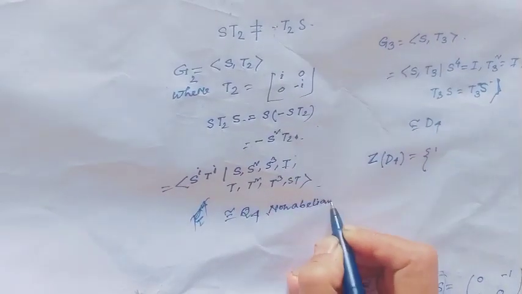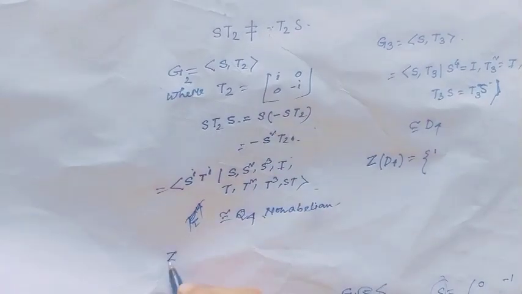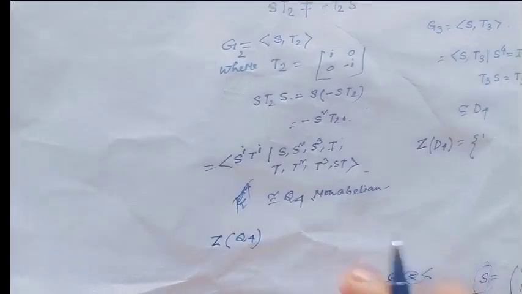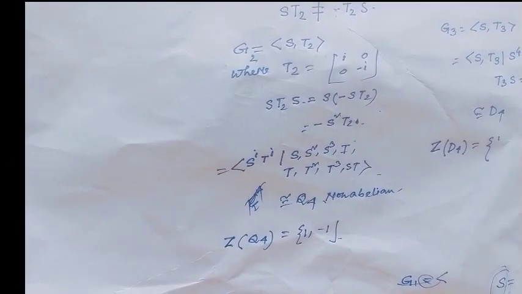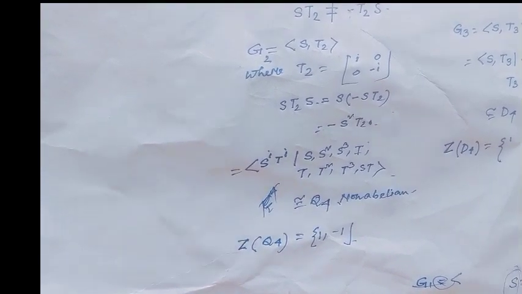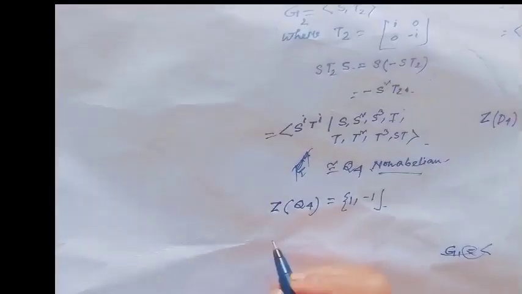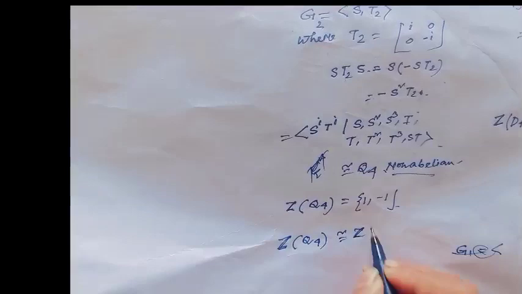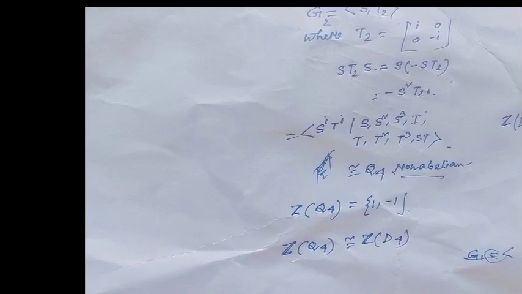I hope all my viewers have understood this process easily. So obviously, the center of the quaternion group, ZQ4, contains only 1 and -1. Since ZD4 also contains 2 elements and ZQ4 also contains 2 elements, and both groups are non-abelian, we can tell ZQ4 is isomorphic to ZD4. I hope all my viewers have understood why this is true, why the third option is true.